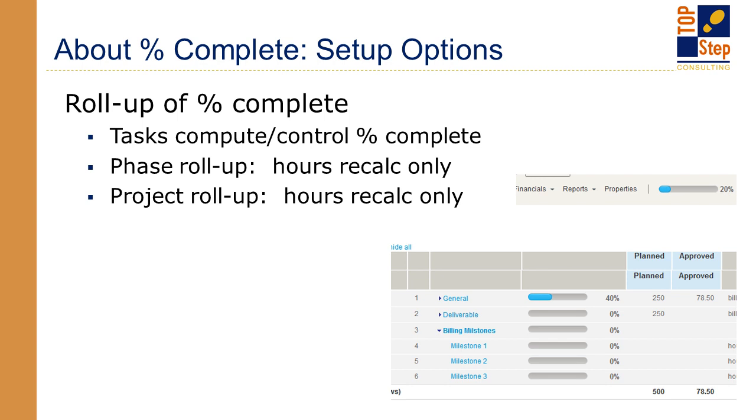Again, depending on the method that your organization is set up for, percent complete is going to be calculated based on either approved hours or estimated hours divided by the planned hours. So here in this example, and we're going to get into some examples as well, you can see that there are two tasks, general and deliverable are the names, that each have planned hours. Only one of them has approved hours next to it. And then I have 3 different billing milestones which don't have planned hours. So those are not going to compute up into the overall percent complete. And again, I'm going to dig into some specific examples in just a moment.